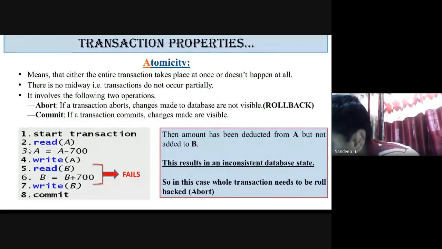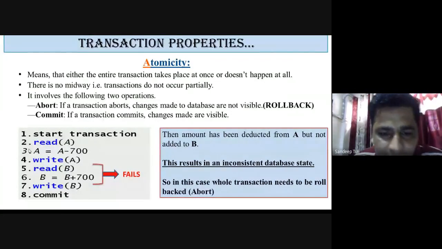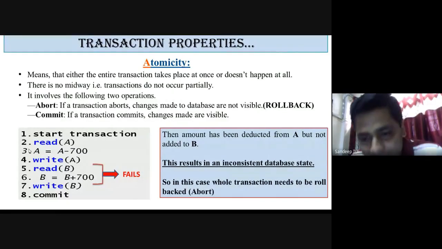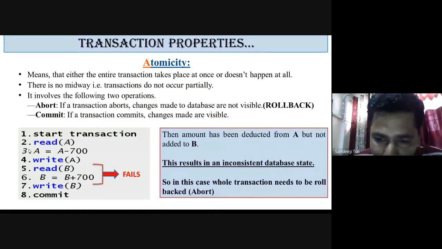Consistency, what does consistent mean? Here I am asking what consistent means. I am saying that in this case the database will be in a consistent state. Like if all the transactions are executed successfully, then the database remains in a consistent state, right? Yes sir. Then what does consistent mean now? Anybody else? What does consistent mean?